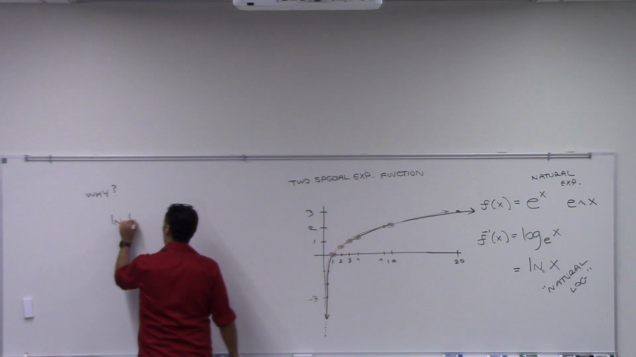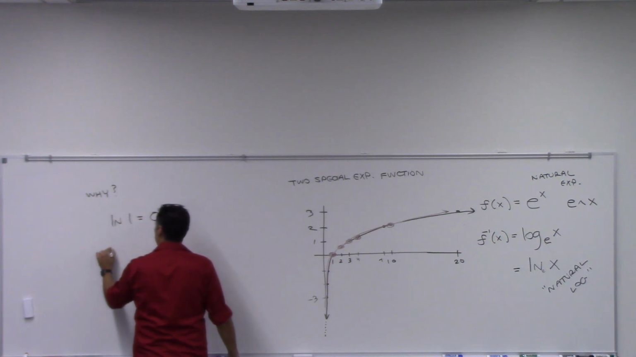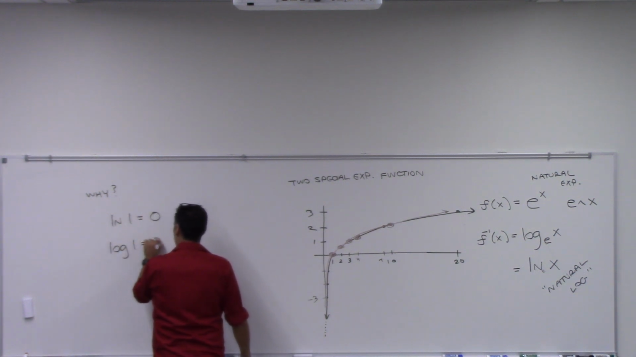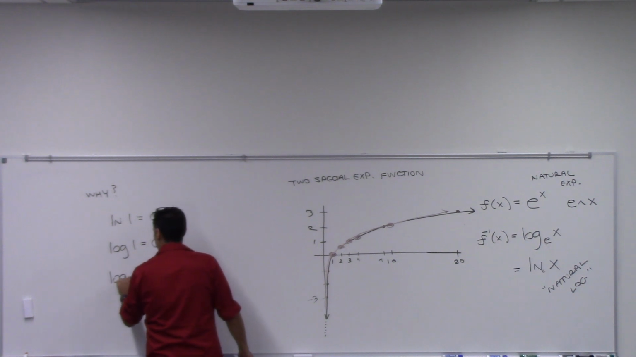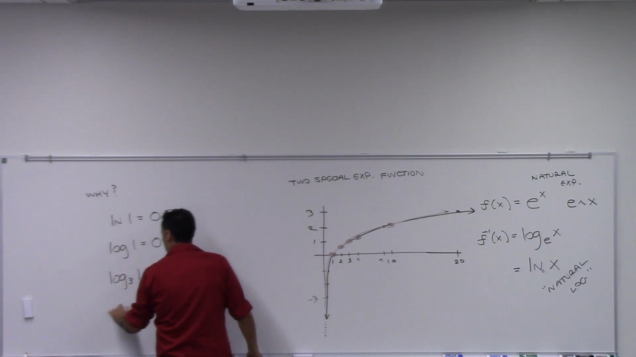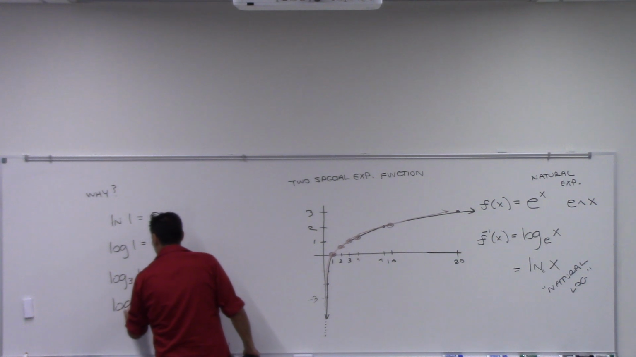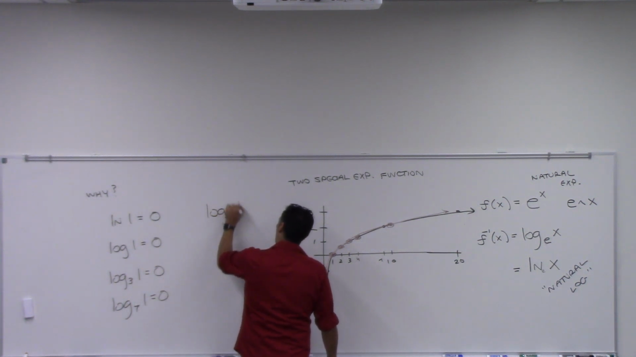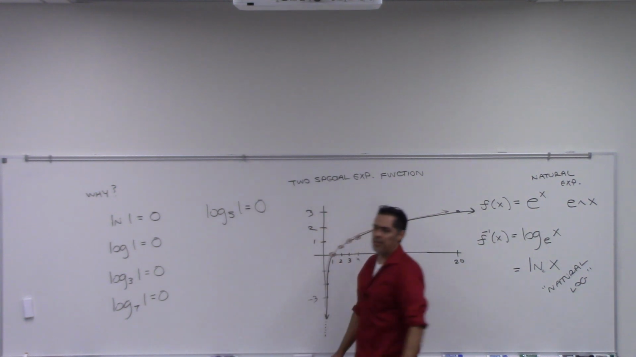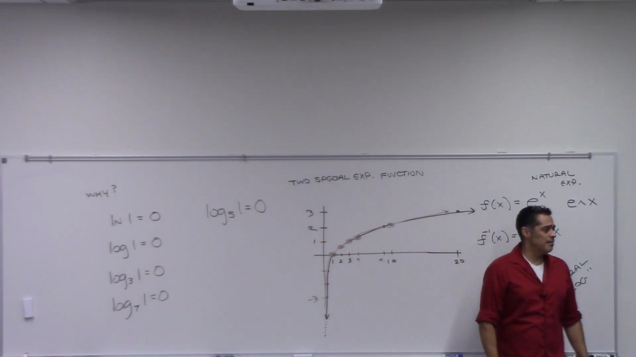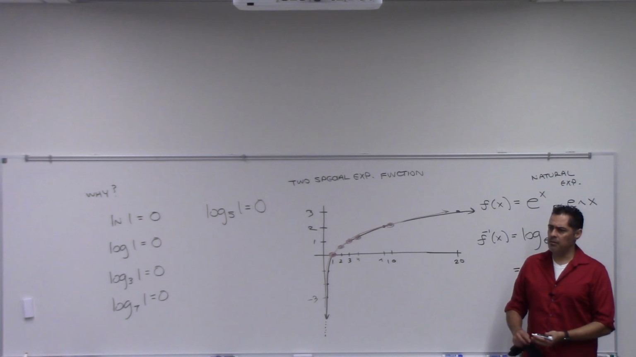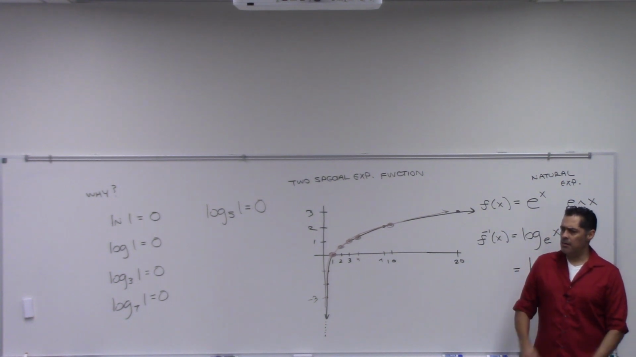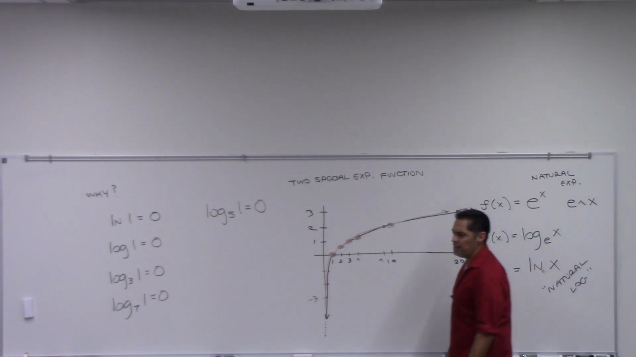Why is natural log of 1 equals 0? Why is log of 1 equals 0? Why is log base 3 of 1 equals 0? Why is log base 7 of 1 equals 0? Why is log base 5 of 1 equals 0? I told you that point lies on every graph, right? I think we all believe it, but can you convince yourself why this is true?